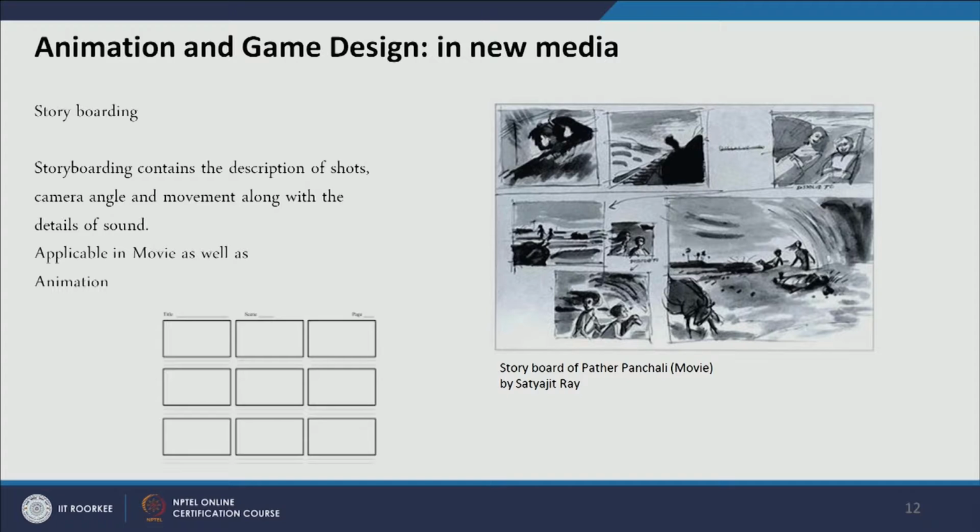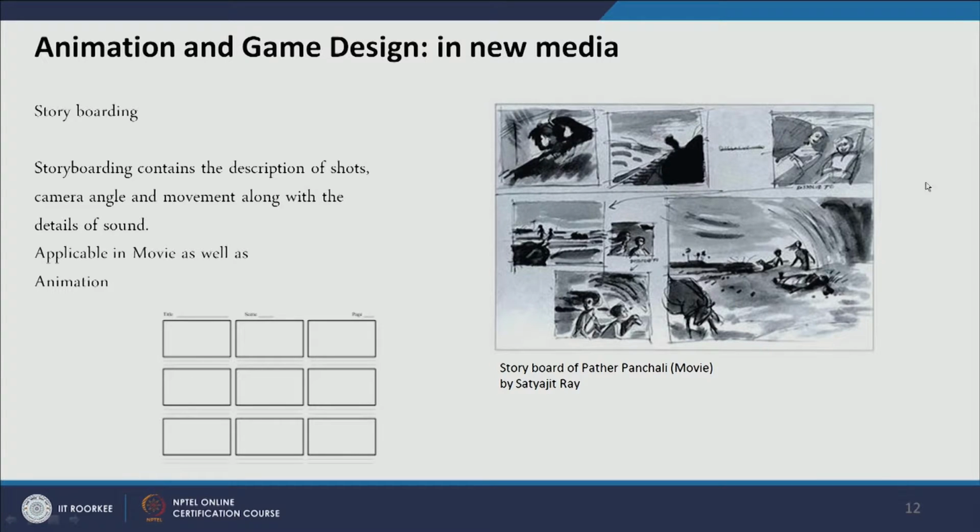And then what kind of camera movement, whether there will be a pan shot, whether there will be a dolly shot, whether it will zoom in, that has to be written as well. And then details of the sound and everything has to be written. So this is a typical format of a storyboard. So here the keyframe, the first initial frame has to be drawn and the description has to be written here.